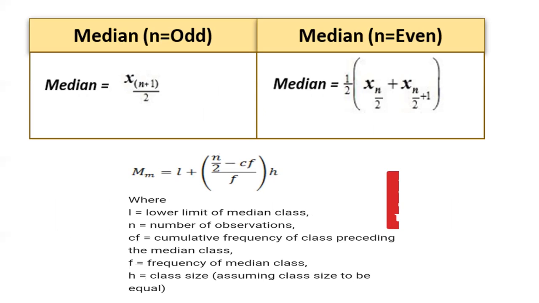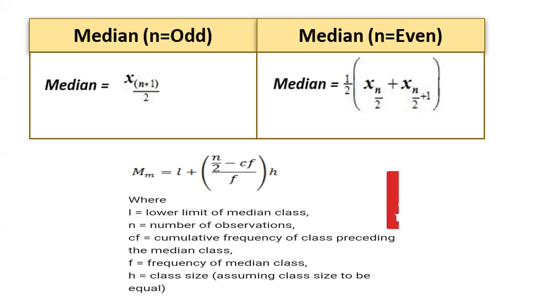But in case there are even numbers of observations, you will take the n by 2 term as one set and the n by 2 plus 1 term as the other set. Both will be added together to find the median in case of even terms. The sum will also be divided by 2. It can be either multiplied by 2 or the summation of n by 2 and n plus 1 by 2 can be divided by 2 to find out the median in case of an even number of observations.